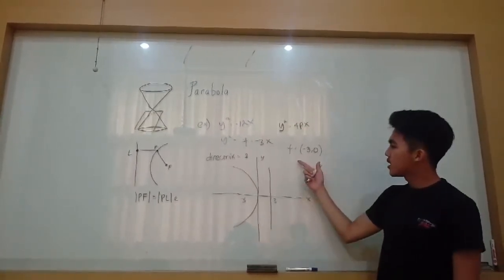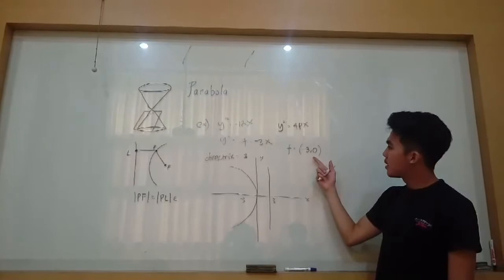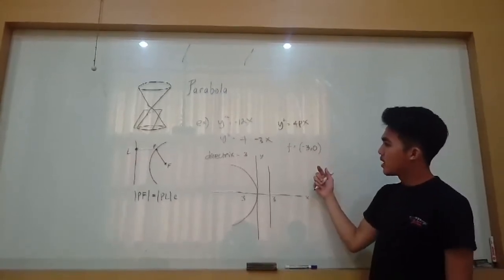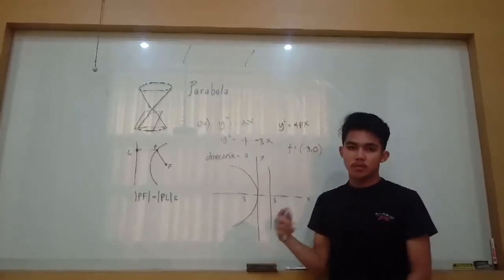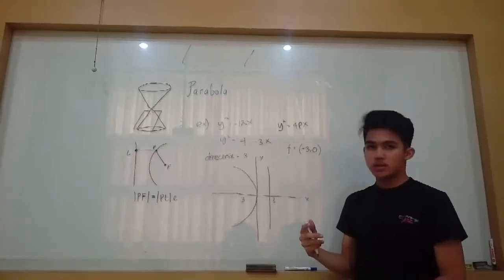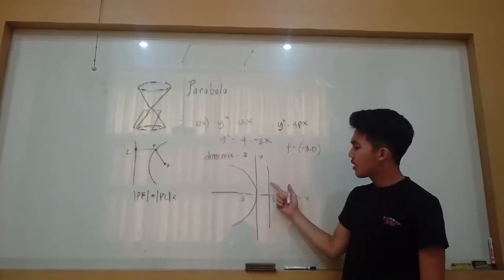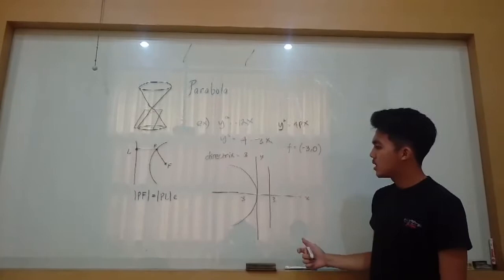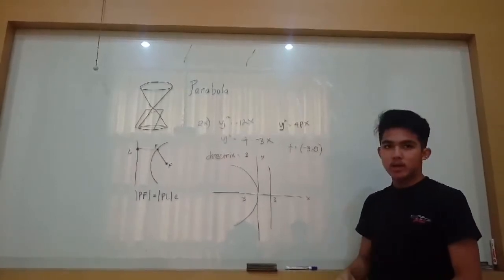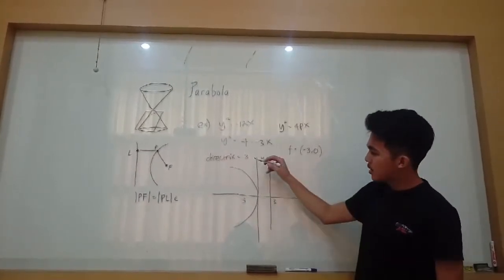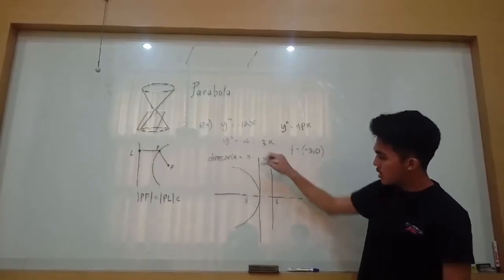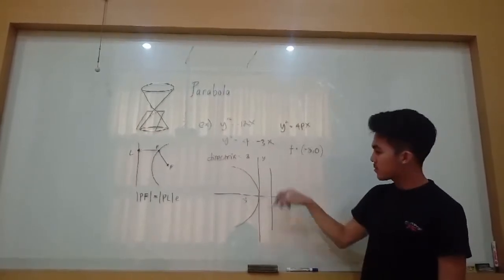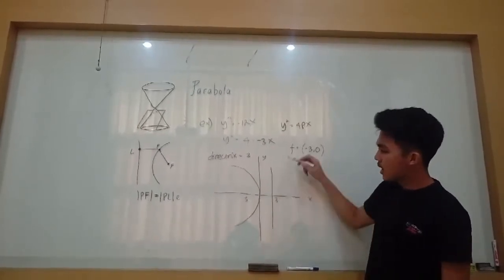And the focus, we have minus 3, 0. The directrix is opposite of the focus, which is plus 3. For the graph, because the focus is minus 3, the parabola is on the negative side, and this is the directrix line.